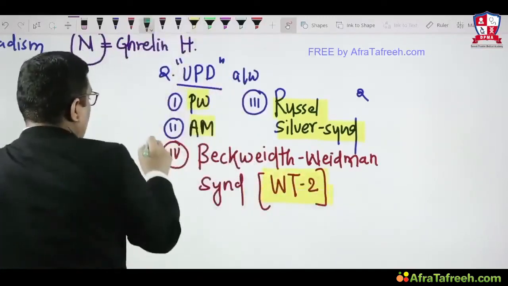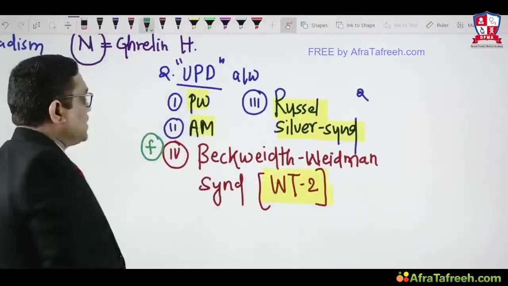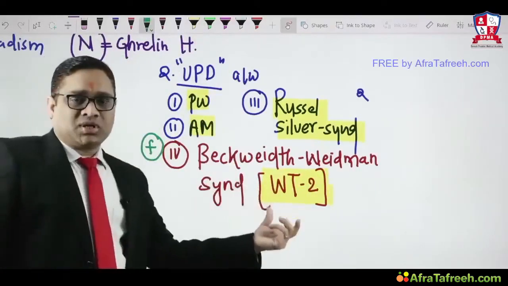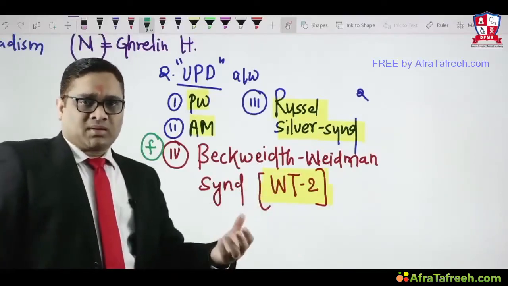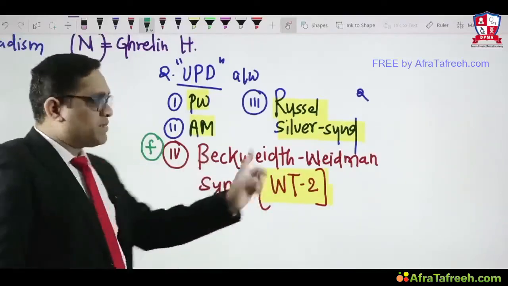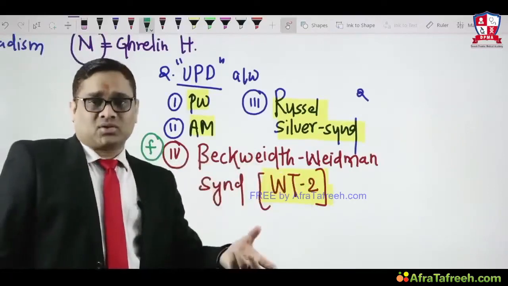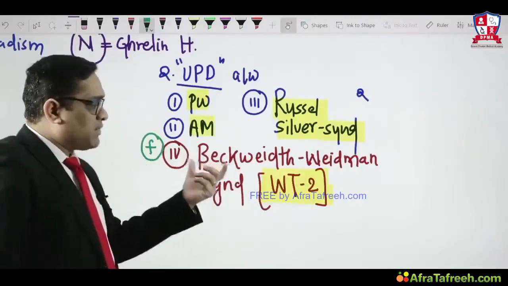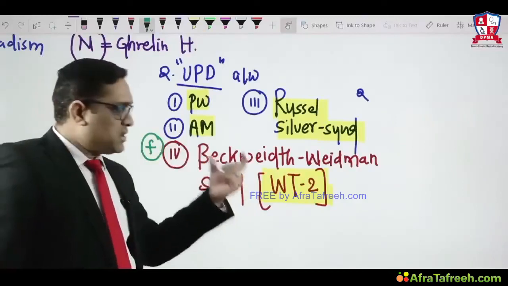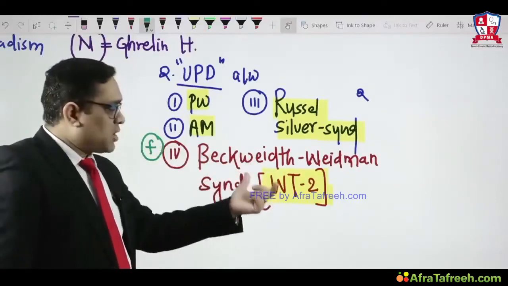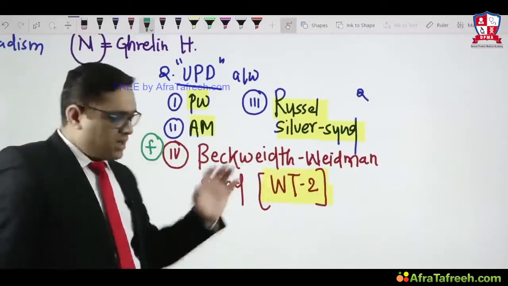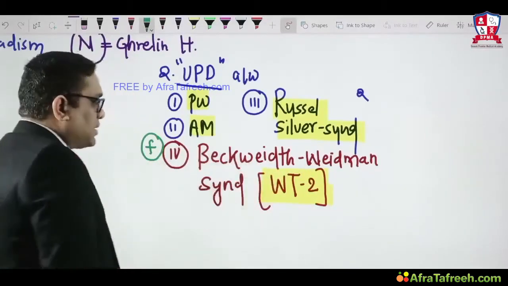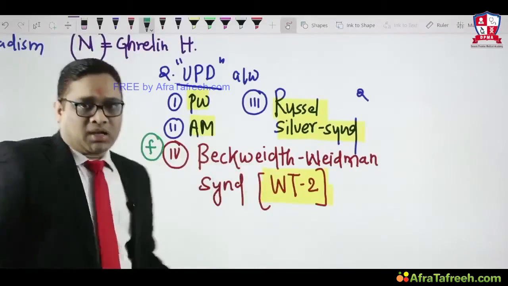So this is how we are predicting a future question. Wilms tumor type 2 gene is having uniparental disomy. Which of the following syndromes will you expect? WAGR syndrome, Beckwith-Wiedemann syndrome, or Denys-Drash syndrome? Now you know it is Beckwith-Wiedemann syndrome which is associated with uniparental disomy because of WT2 gene uniparental disomy. So this is about genetic or genomic imprinting.